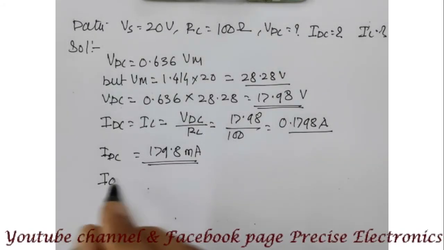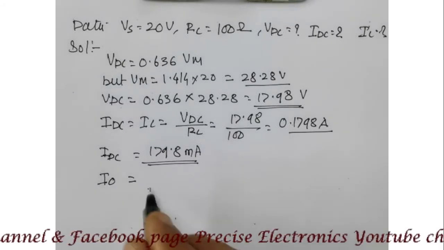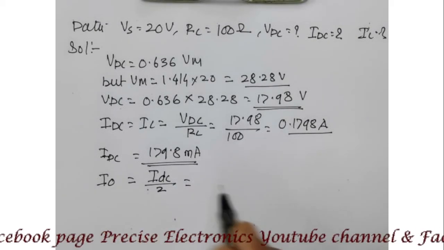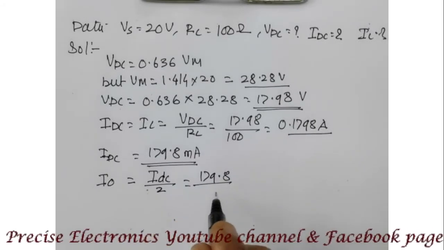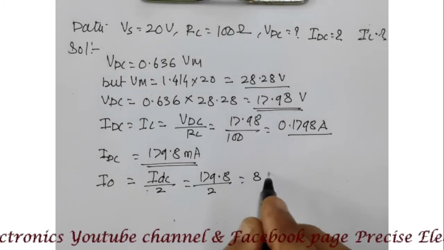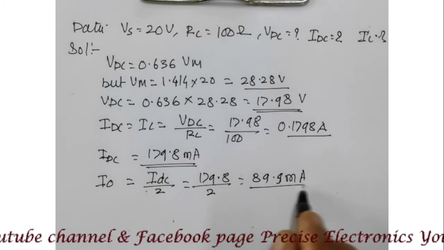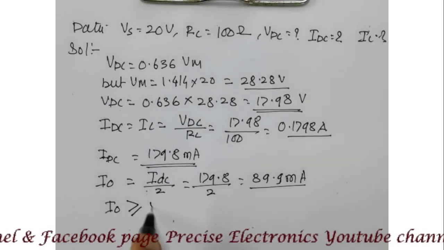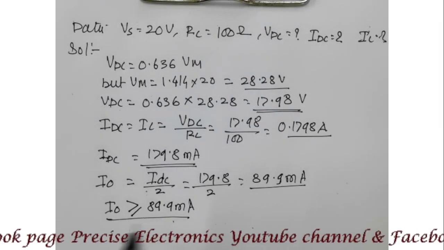Now we have to find out the current rating, IO. The current rating of this diode is also given by IDC by 2. It is half that of the load current. So what is IDC? It is 179.8 upon 2. So it is 89.9 milliampere. So the current rating of the diode should be greater than or at least equal to 89.9 milliampere. That is our third answer.